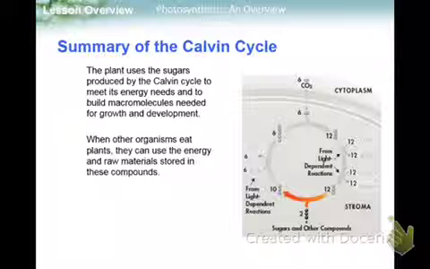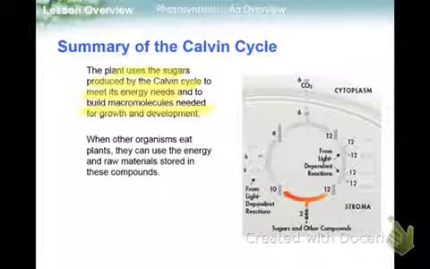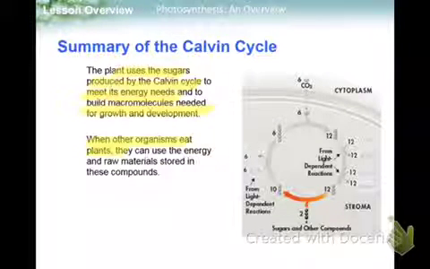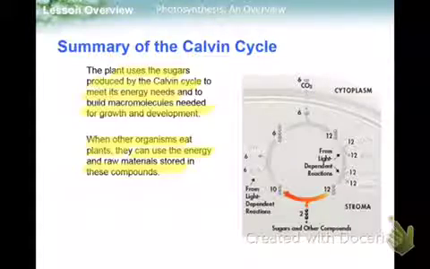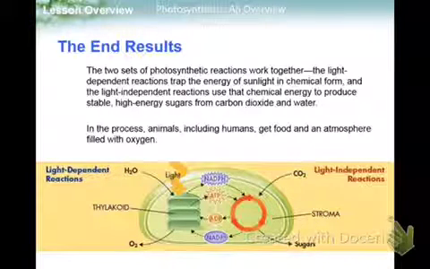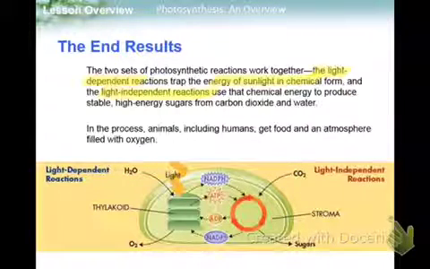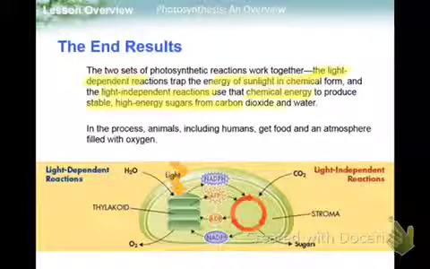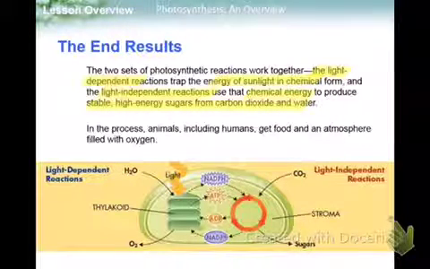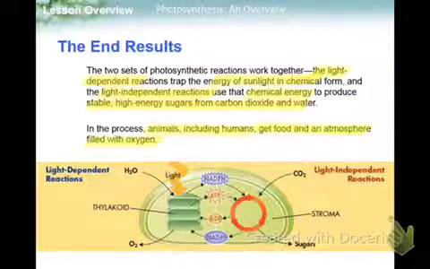The plant uses the sugars produced by the Calvin cycle, aka glucose, to produce energy to build macromolecules needed for growth and development. So plants are doing this on their own. When other organisms eat plants, they can use that energy and the raw materials stored in these compounds. So we have 2 sets of reactions working together. The light-dependent reactions trap the energy of sunlight in chemical form. The light-independent reactions use that chemical energy to produce high-energy sugars from carbon dioxide and water. In the process, we and other animals get food and an atmosphere filled with oxygen.